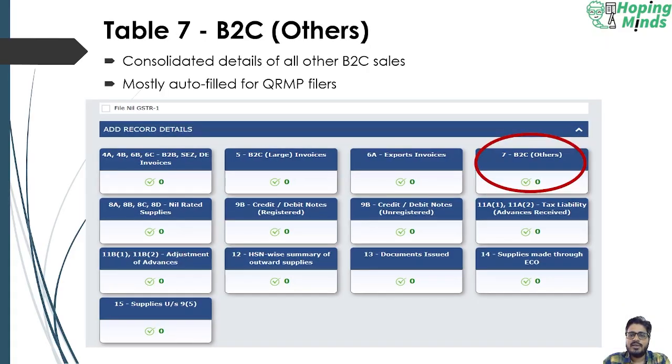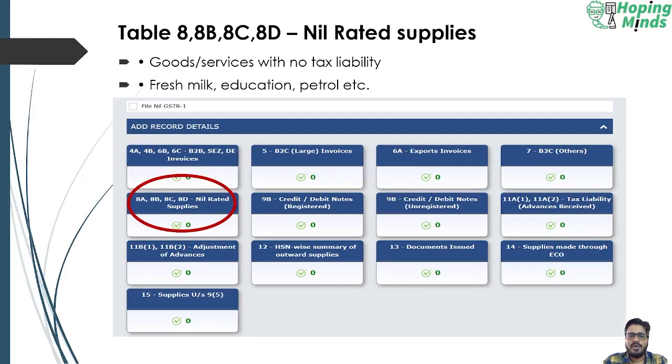So next is table 7, that is B2C others. This is a consolidated table containing details of all the other B2C sales. Under this table, consolidated sales made to unregistered persons under each tax rate are required to be disclosed. Then next is table 8, that is nil rated or exempted supplies. So under this table, goods or services with zero tax liability are required to be disclosed.